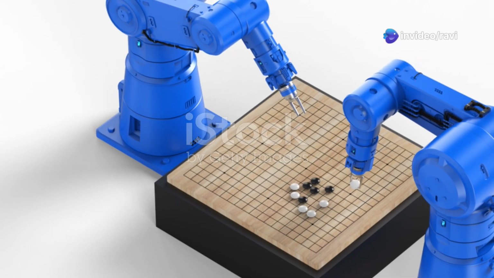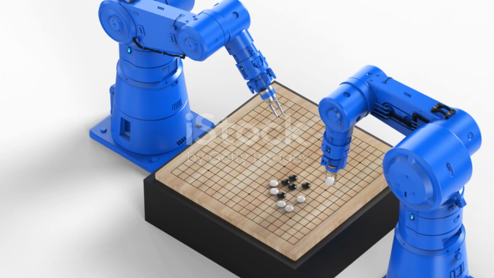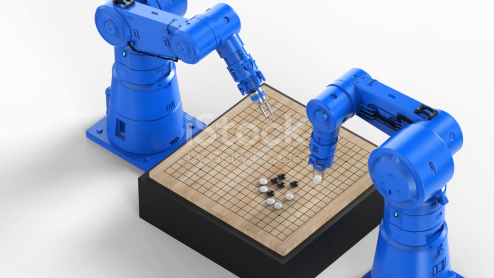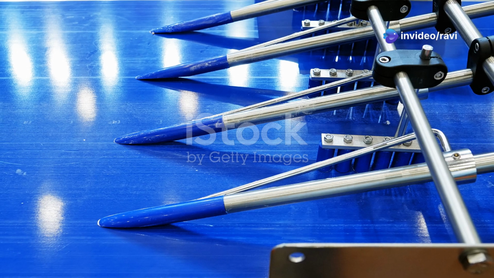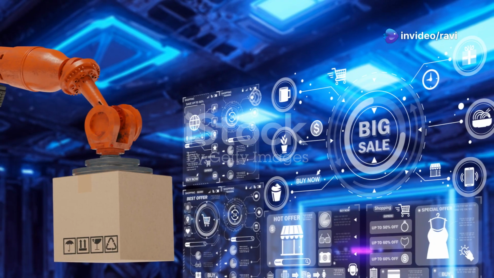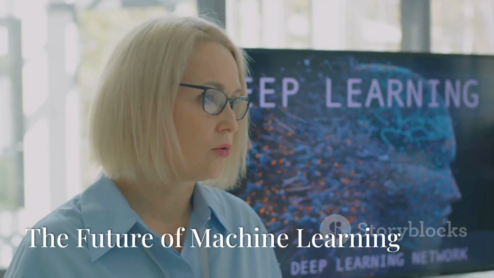You've probably heard of DeepMind's AlphaGo, the AI that beat the world champion at the incredibly complex game of Go. The algorithm learned to play Go at a superhuman level, simply by playing against itself millions and millions of times, learning from its mistakes and refining its strategy with each game. But RL isn't just about games. It's also being used to train robots to perform complex tasks in the real world.